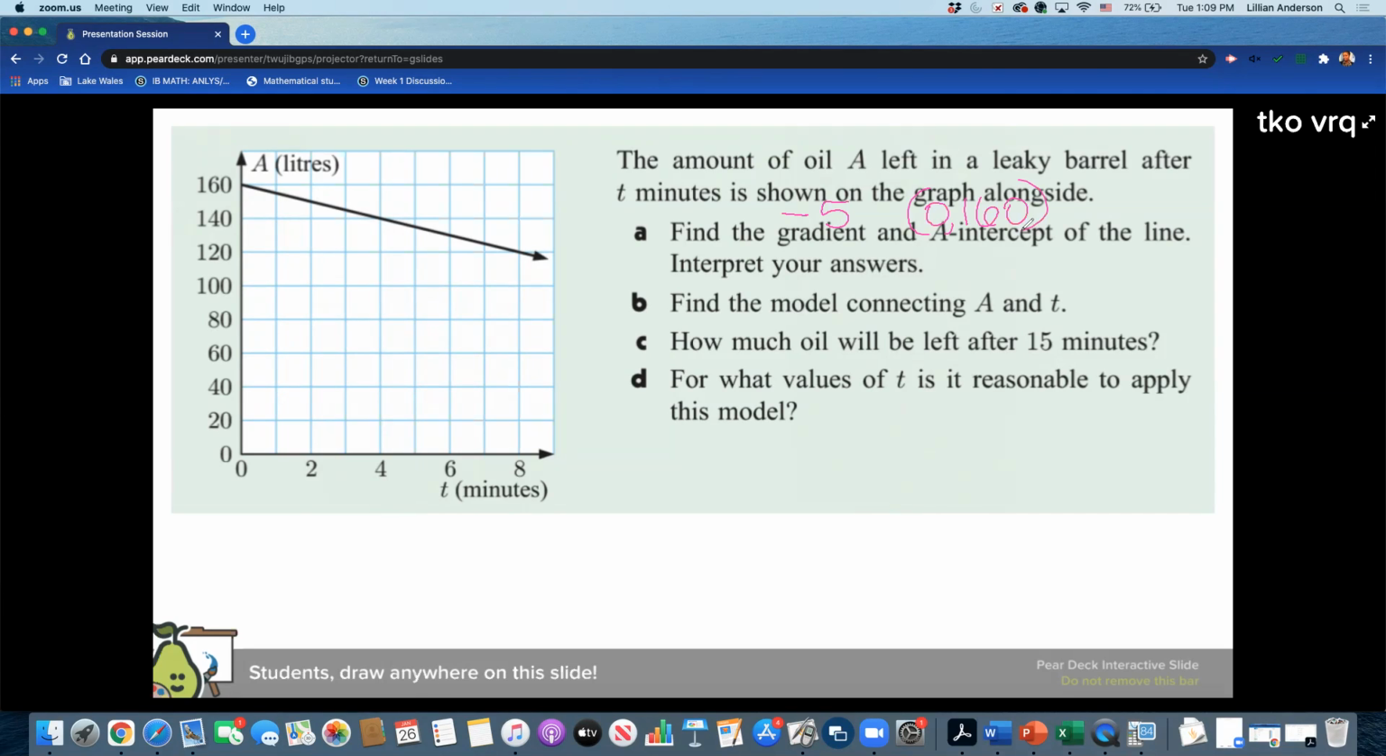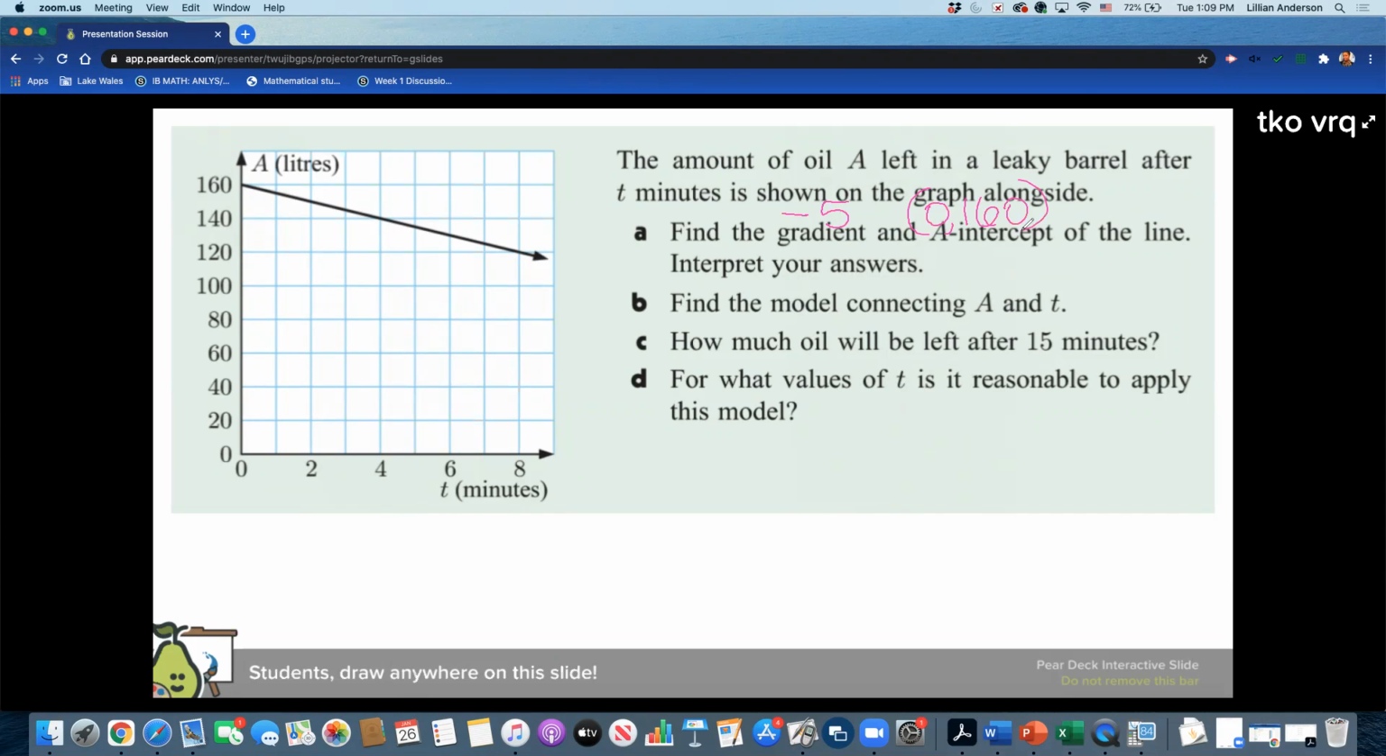Then the 160 represents what? How would I interpret that answer? How much oil is in the barrel in the beginning, in context of the problem? So there's 160 liters at the start in the barrel before it starts leaking 5 liters per minute.